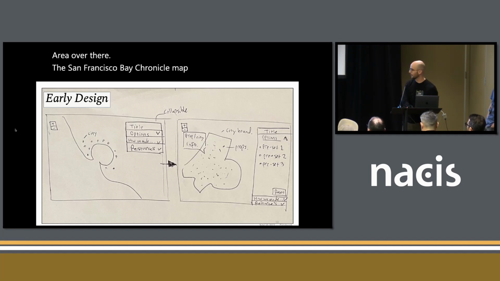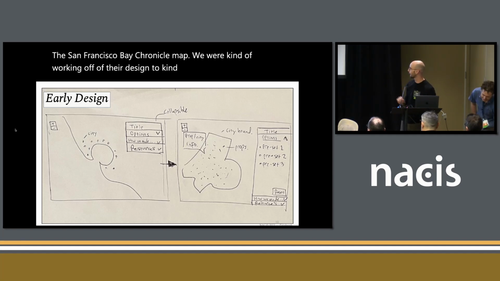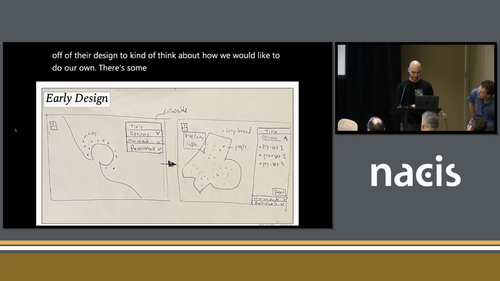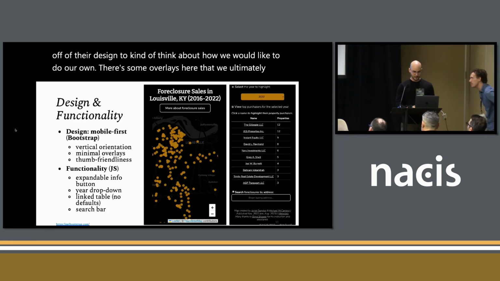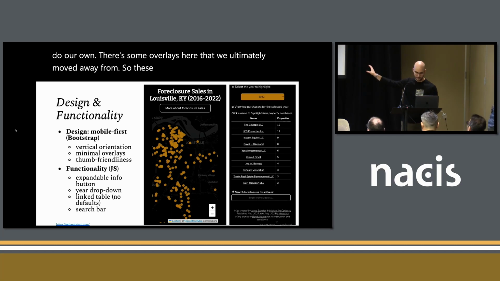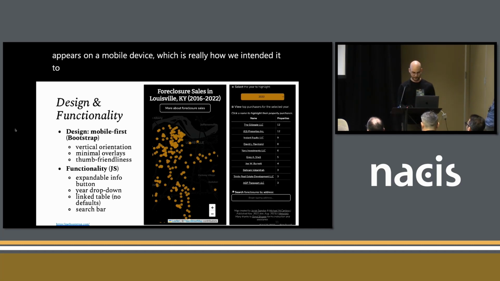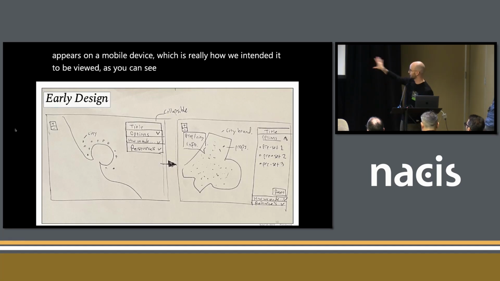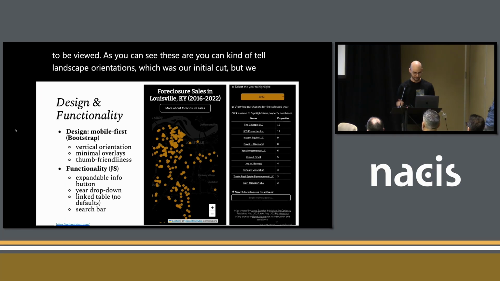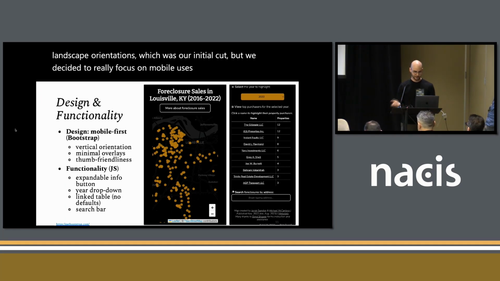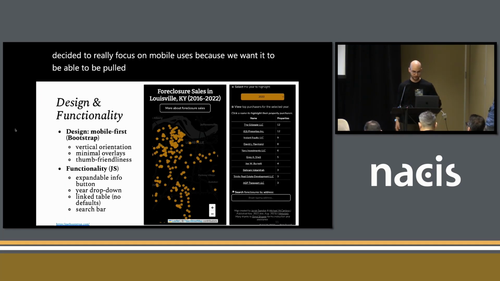This was based on, if you could recognize the Bay Area over there, the San Francisco Bay Chronicle map. We were working off of their design to think about how we would like to do our own. There are some overlays here that we ultimately moved away from. These screenshots show how it appears on a mobile device, which is really how we intended it to be viewed. You can tell these are landscape orientations, which was our initial cut, but we decided to really focus on mobile use because we want it to be pulled up and referenced by people easily on whatever device they're on.